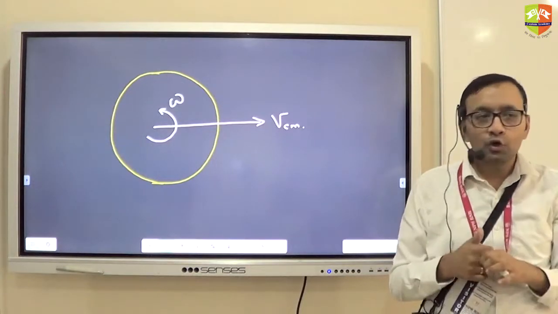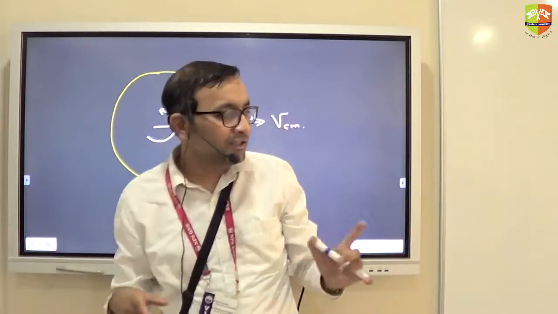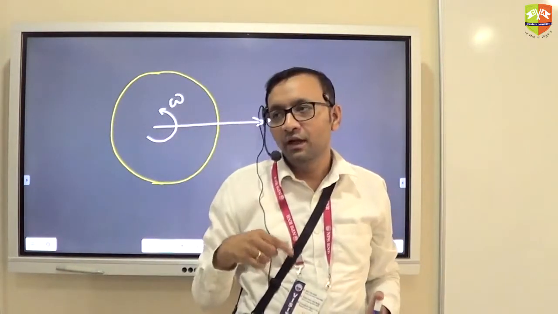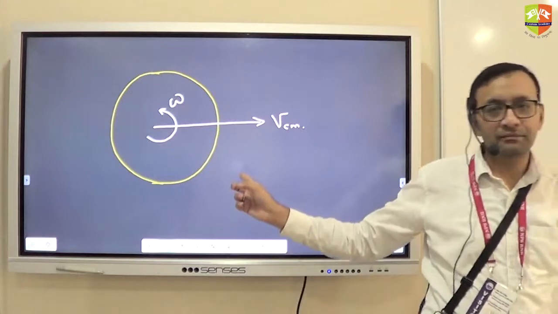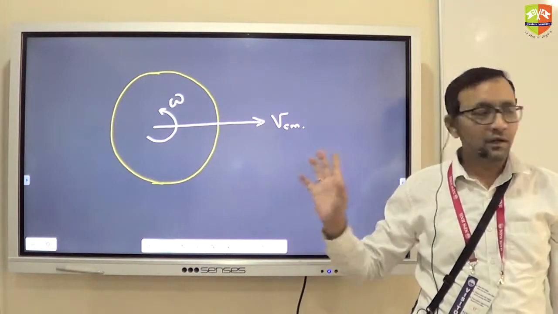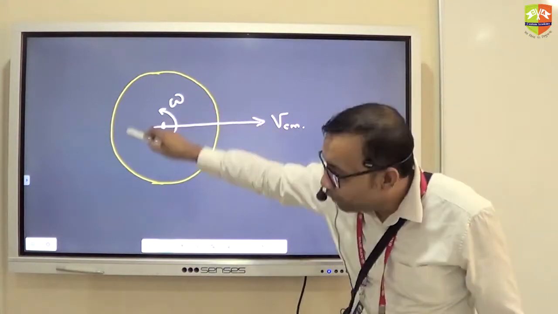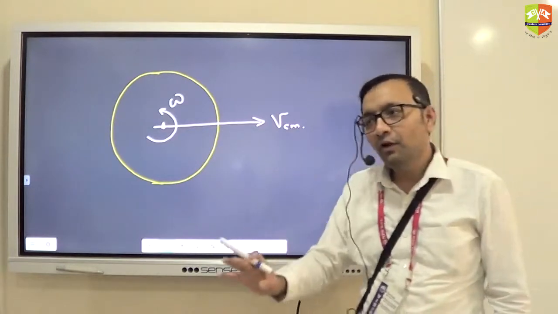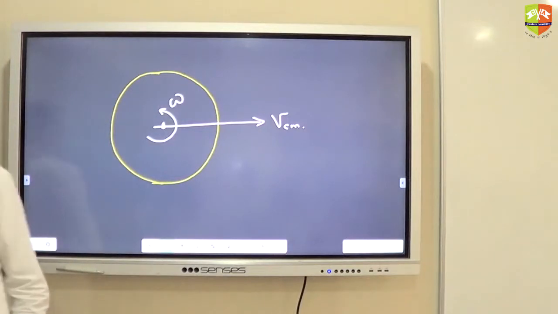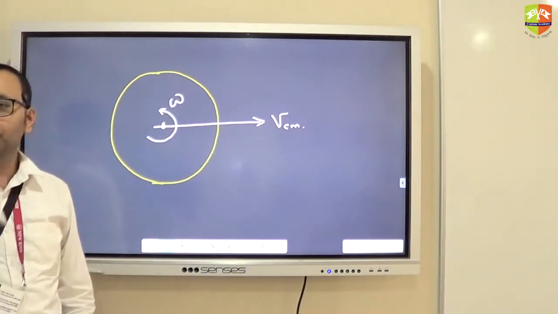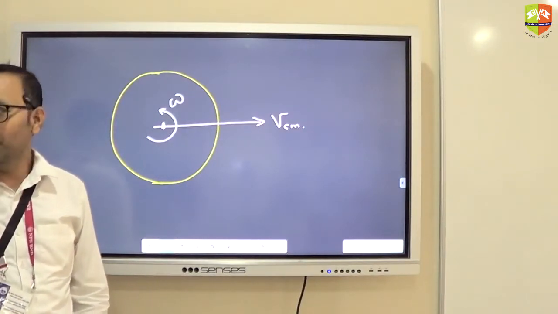Are you getting it? If one point is rotating with respect to another point, for example, you are observing with respect to the center of mass, at what angular velocity will the other point rotate with respect to the center of mass? Same omega. With respect to the center of mass, all the points rotate with angular velocity omega only, which is the angular velocity of the entire rigid body. Whether you observe with respect to the center of mass, the ground, or any other point, the angular velocity will be omega only.